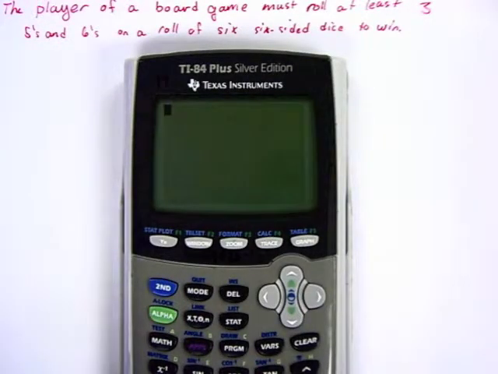Hello, welcome. This is a video detailing how to find different binomial probabilities on the TI-84 calculator. We'll start with a scenario, which you can see up at the top here. It says the player of a board game must roll at least 3 5s and 6s when rolling 6 six-sided dice in order to win this particular board game.